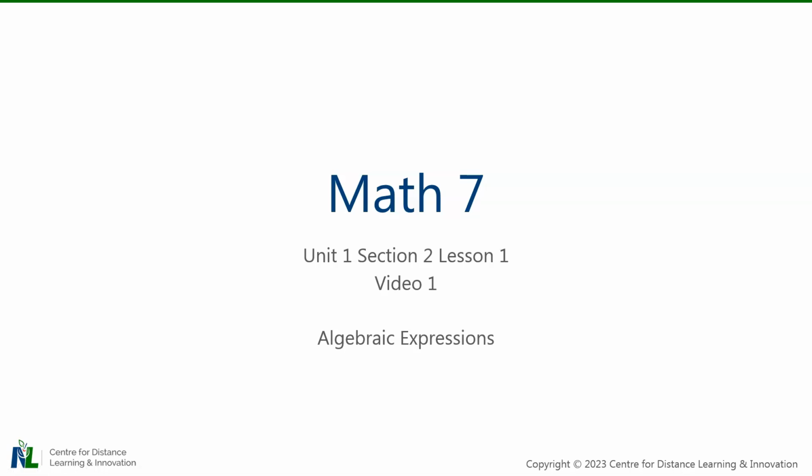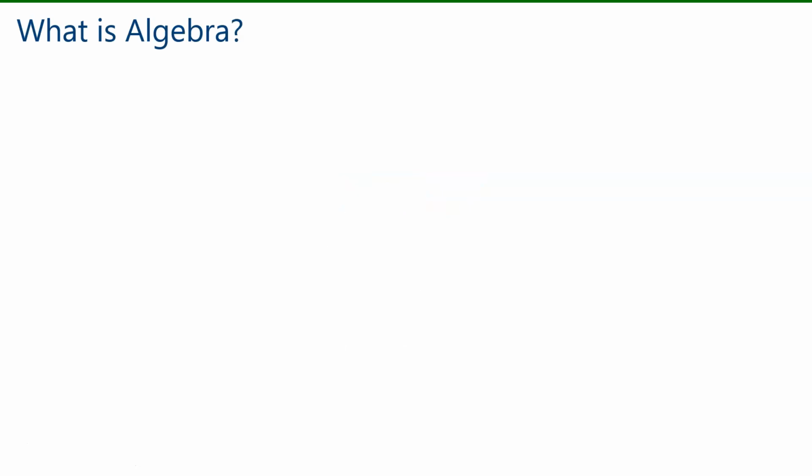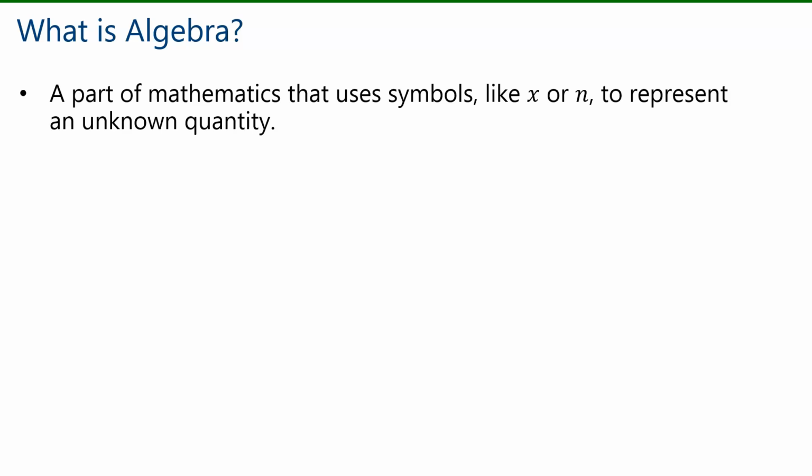Welcome to Section 2, Algebraic Expressions. So we'll start off by looking at what is algebra. Well, that is a part of mathematics that uses symbols like X or N, typically letters of the alphabet, but it could be any symbol at all, to represent an unknown quantity. And these symbols are known as variables, meaning they change.